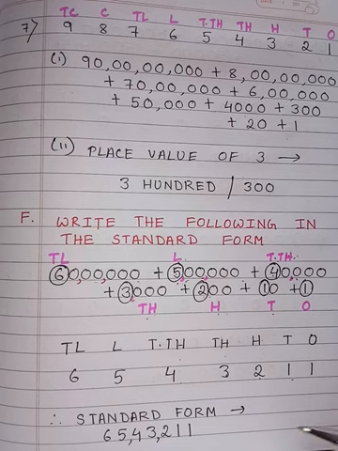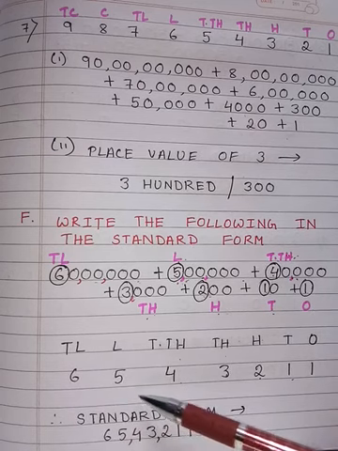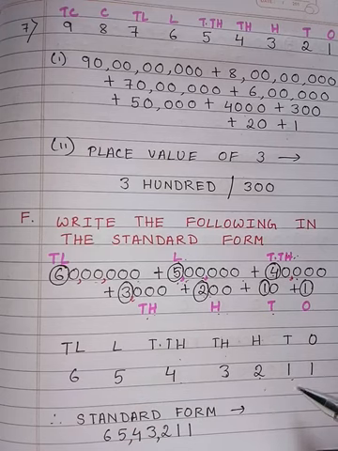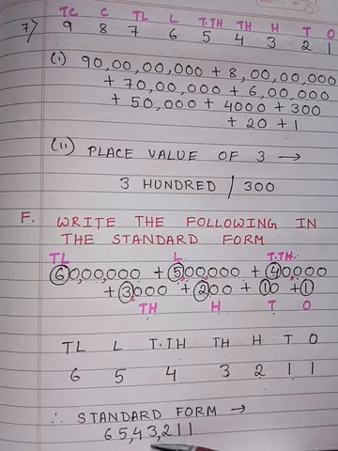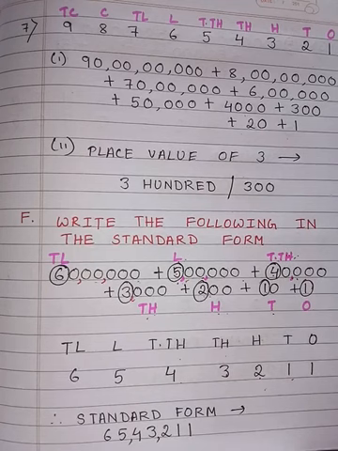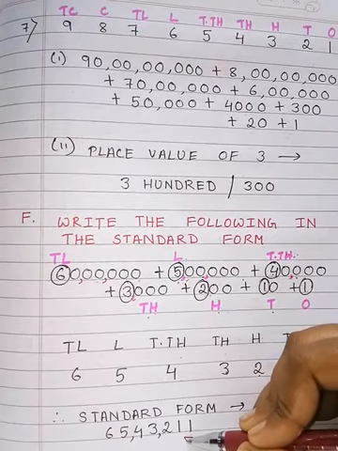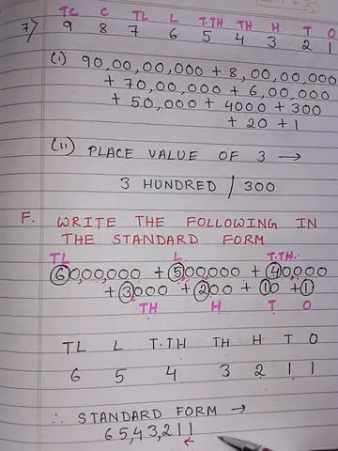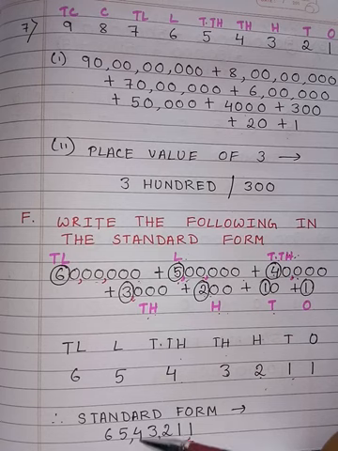So now what is the standard form? 6, 5, 4, 3, 2, 1, 1. Here I have written the standard form. In standard form you have to mention the comma. So start from the right hand side. After 3 digits put the comma, then after every 2 digits. So this is the process of how you can write the standard form.